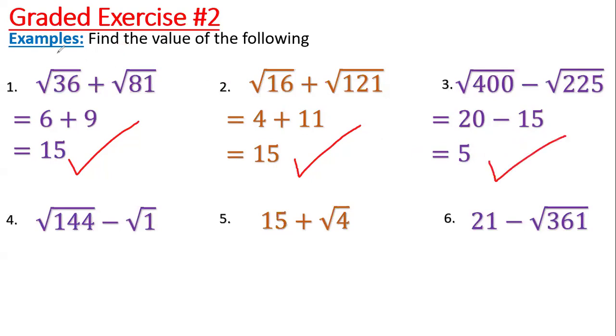Next, we have the square root of 144 minus the square root of 1. What do you have for number 4? 11. Very good. 12 minus 1 is 11. Good.